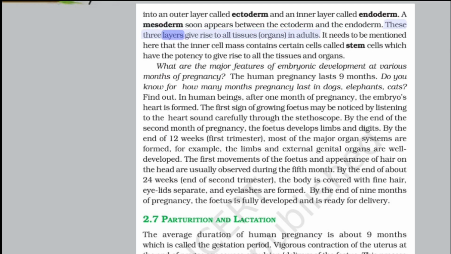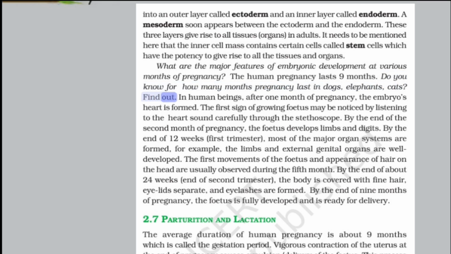These three layers give rise to all tissues, organs, and adults. It needs to be mentioned here that the inner cell mass contains certain cells called stem cells, which have the potency to give rise to all the tissues and organs. What are the major features of embryonic development at various months of pregnancy? The human pregnancy lasts 9 months. Do you know for how many months pregnancy lasts in dogs, elephants, cats?